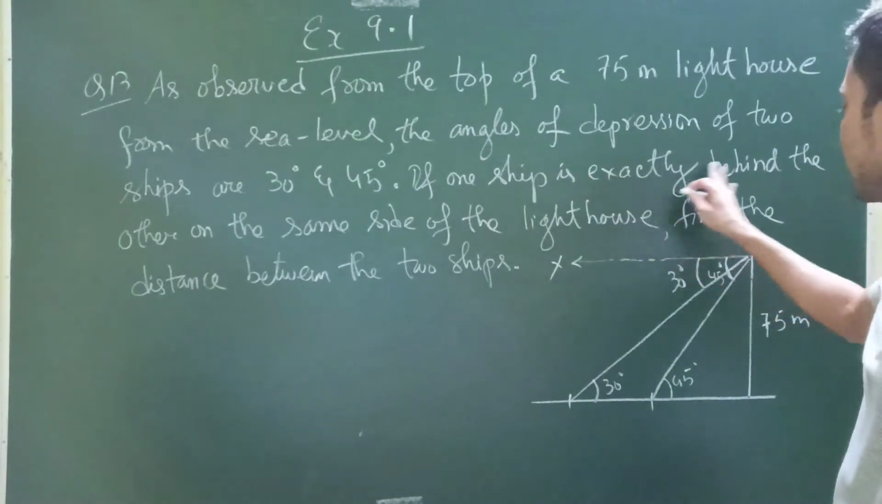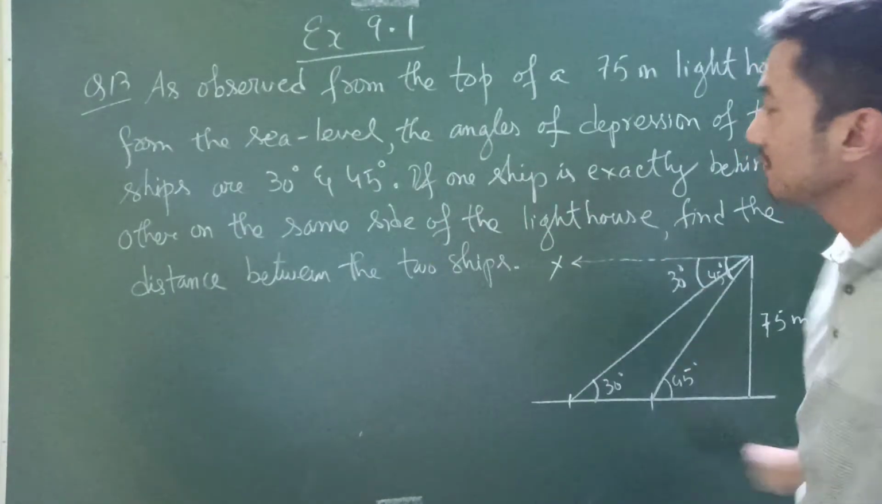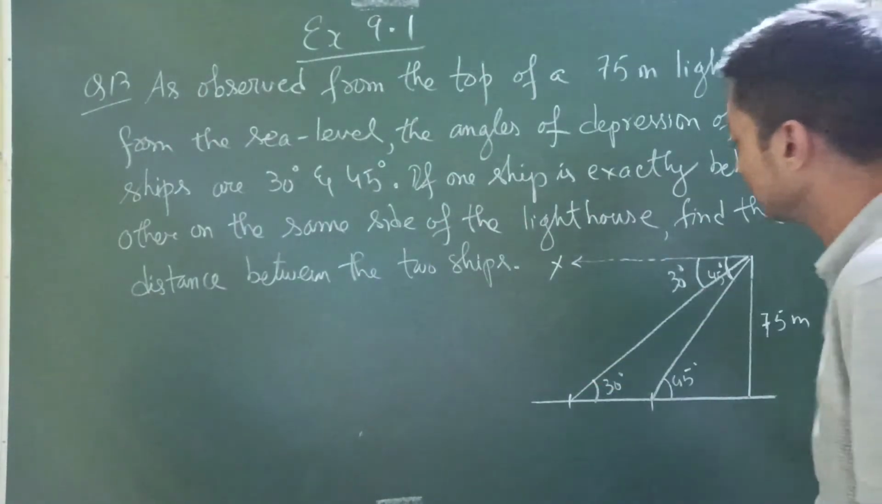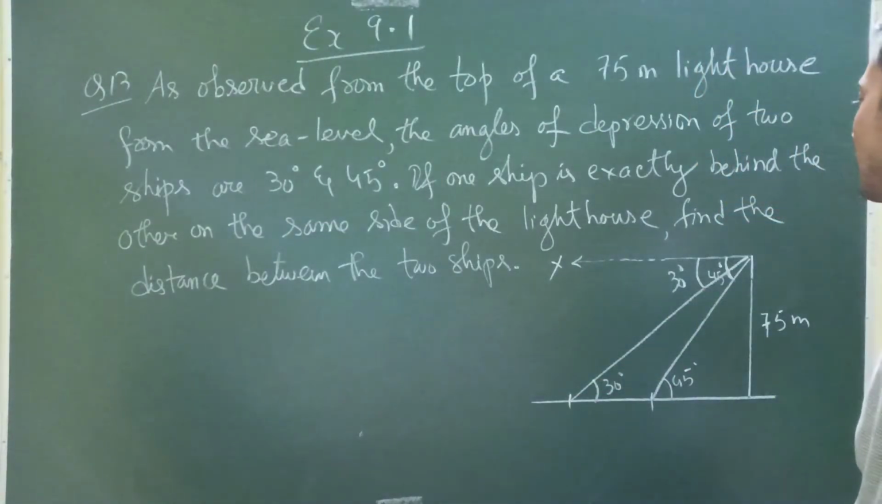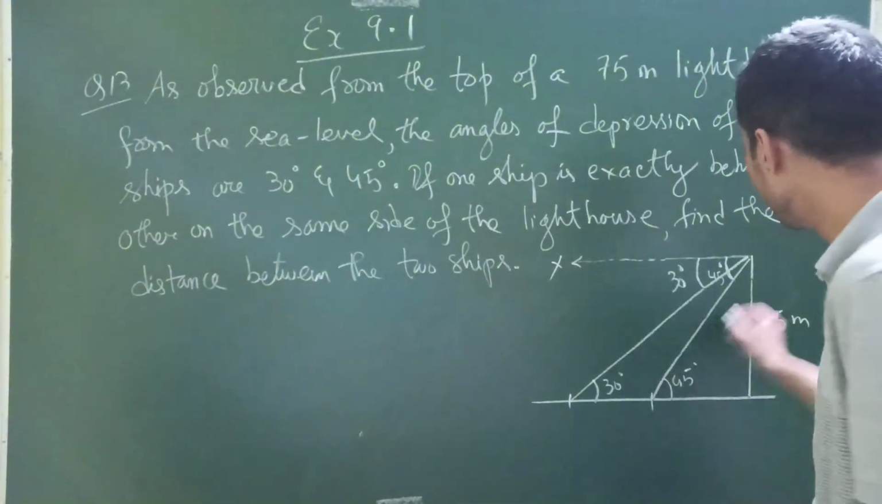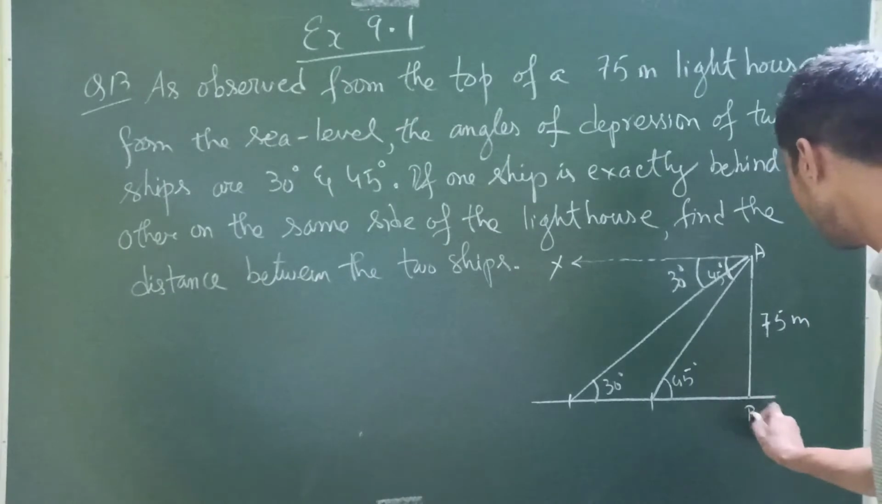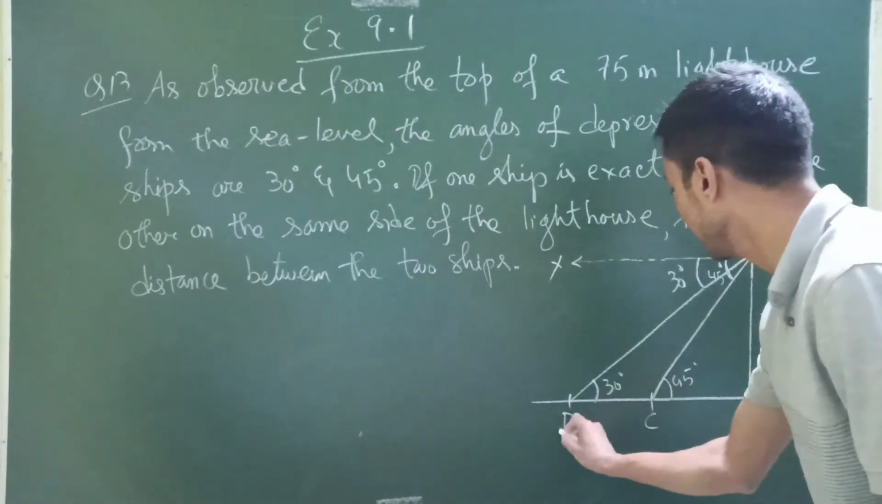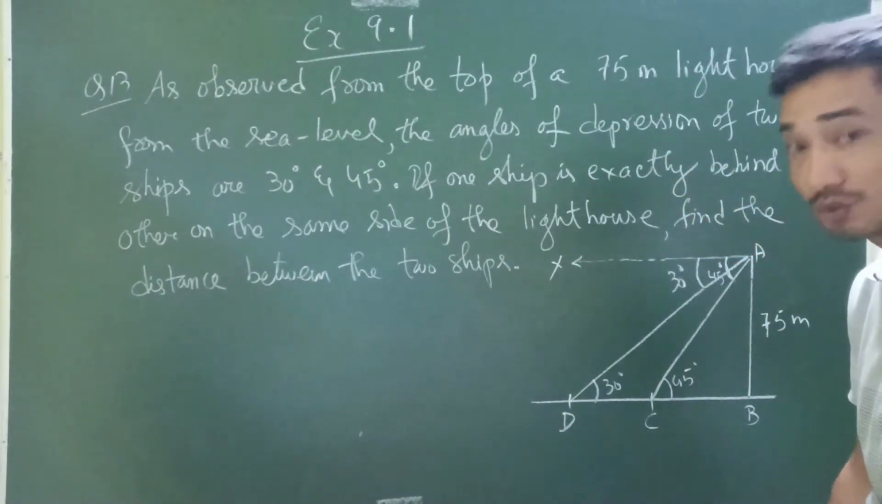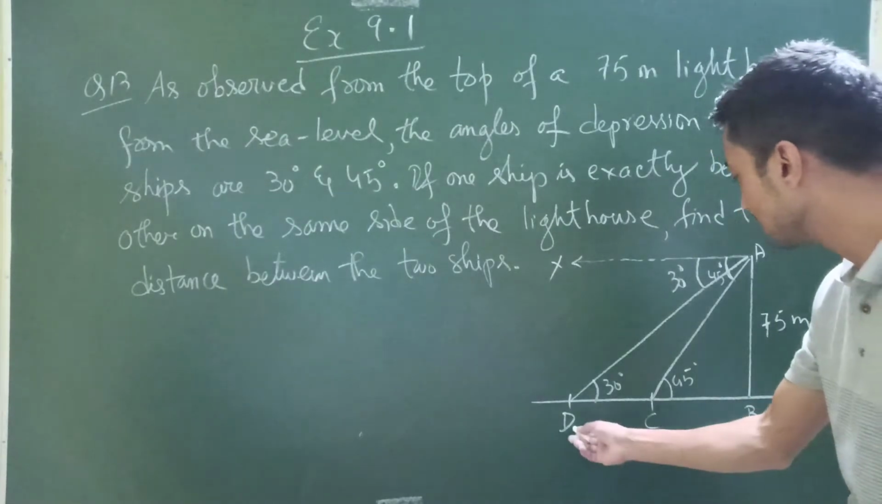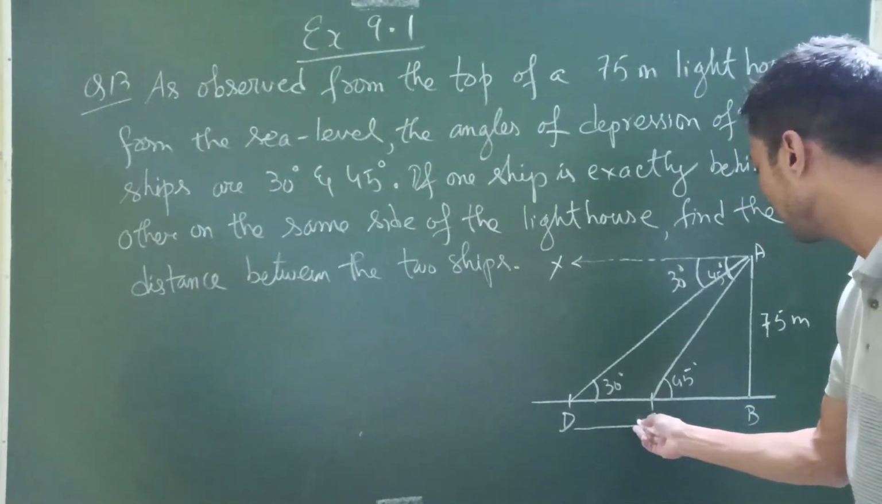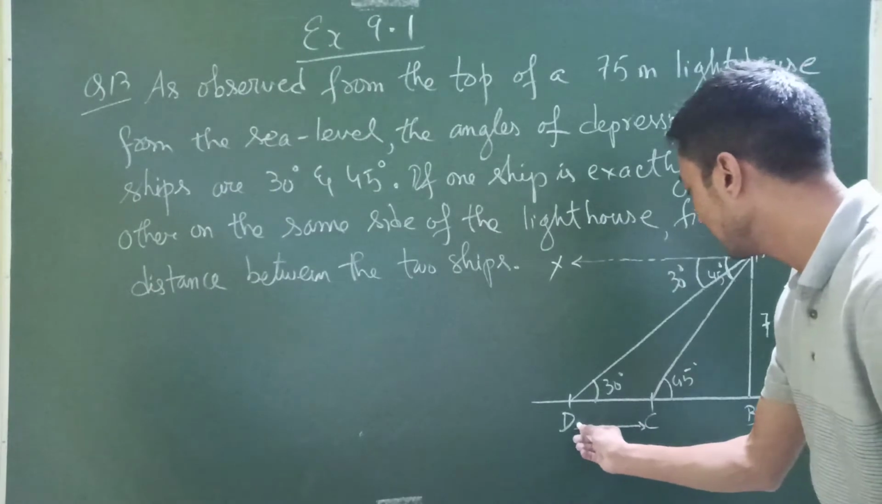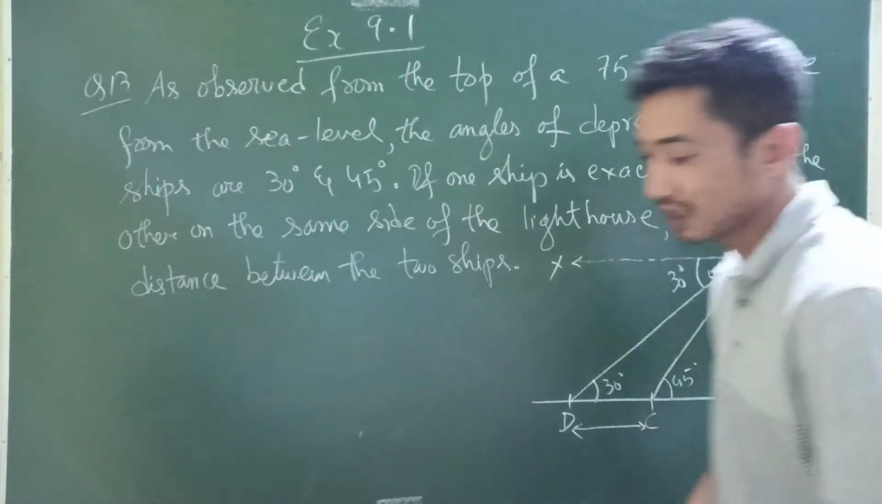If one ship is exactly behind the other on the same side of the lighthouse, find the distance between the two ships. So let this be the side AB, C, D. Imagine that the two ships are at C and D. So the distance between the two ships, that is, we have to find out CD. Okay, let's begin.